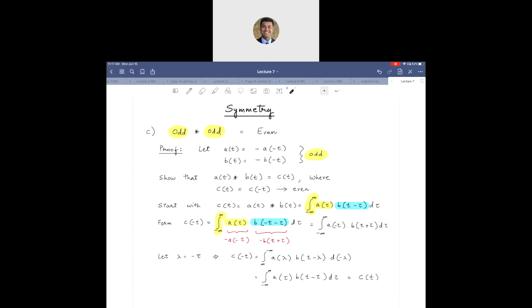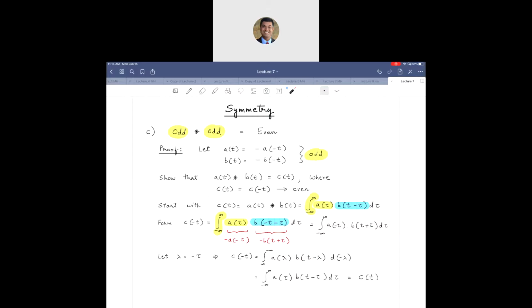Let's do a quick change of variable, because there is one more step lacking. Let a new variable lambda be negative tau. So c of minus t is going to be negative infinity to negative infinity, because we have changed the variable. So instead of d tau, we will have d of minus lambda. The limits of the integration get flipped. Instead of a of minus tau, now you have a of lambda. And instead of b of t plus tau, you have t minus lambda.